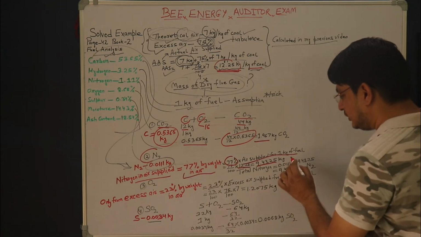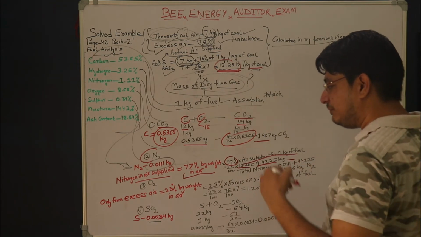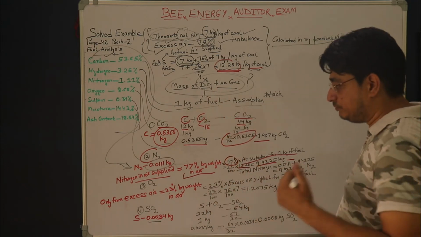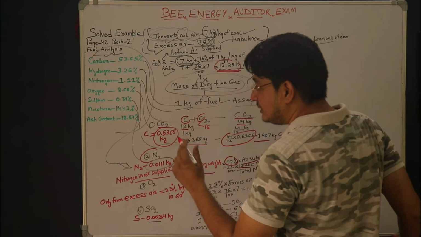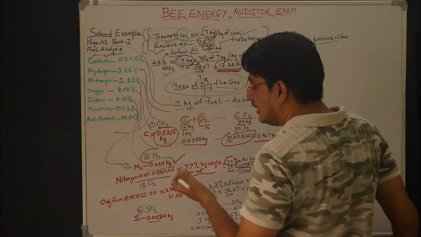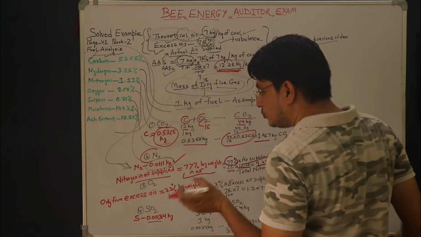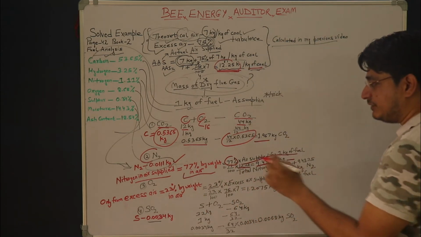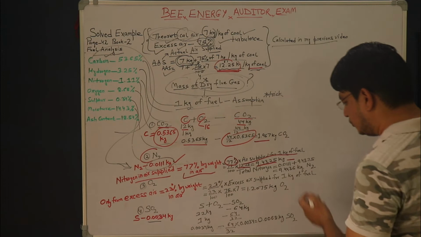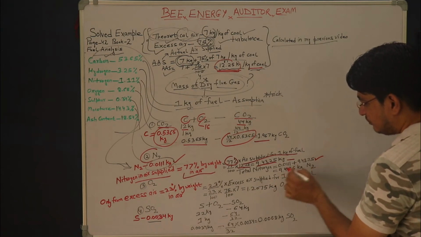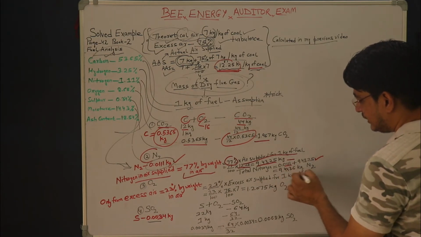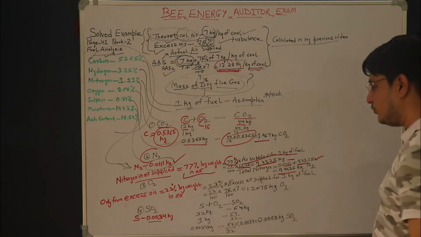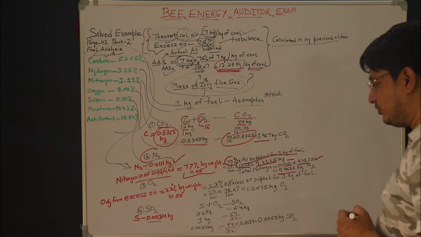So it will come as 9.4325 kg. This much is the nitrogen that will be passed because of the air you have supplied for the combustion. But this much nitrogen is already present in the fuel and will be transferred as such. So the total nitrogen you will find in the dry flue gas will be the summation of these two: 0.0111 kg plus 9.4325 kg, which comes to 9.4436 kg of nitrogen.